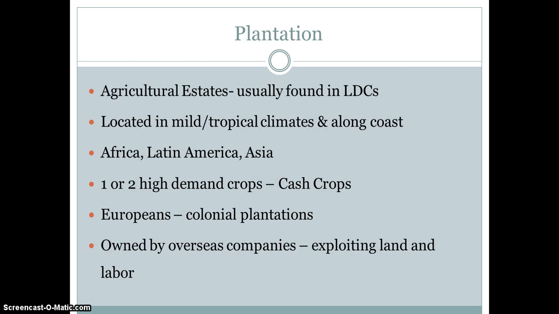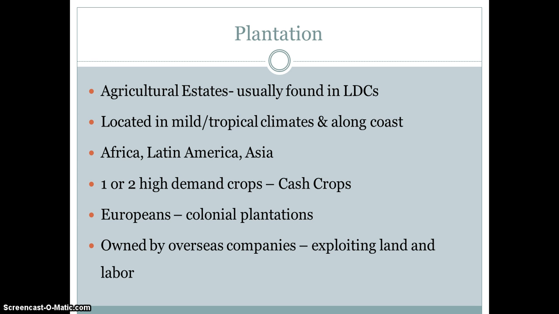Plantation agriculture. These are agricultural estates usually found in less developed countries, which are located in mild tropical climates and along coasts to provide for easier transportation. They're mainly located in countries in Africa, Latin America, and Asia, and they have one or two very high demand crops, which are cash crops or luxury crops, and these crops are non-essential.